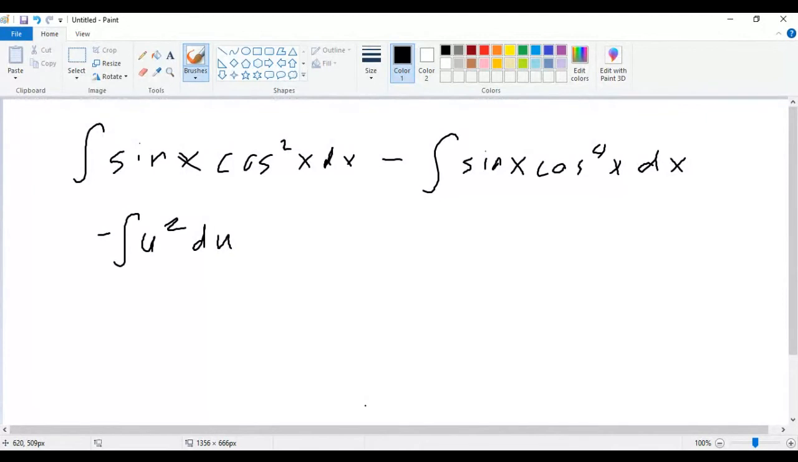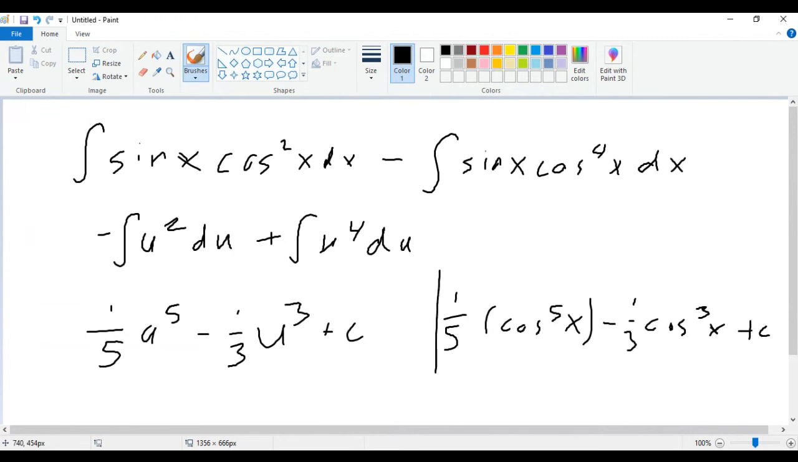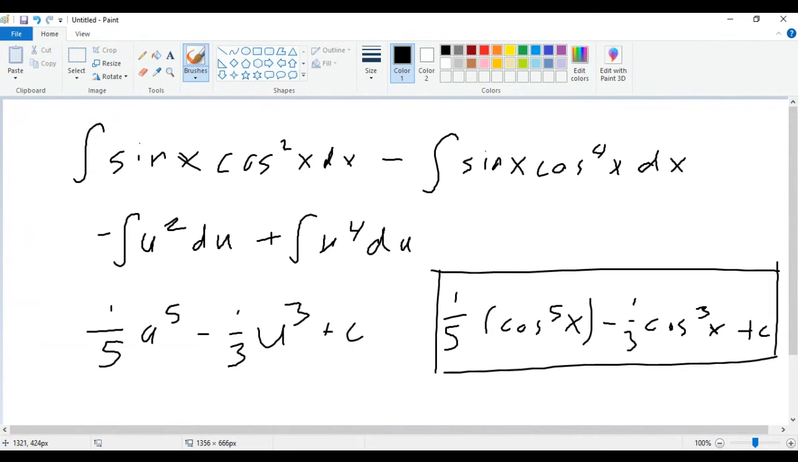Now, back to this other board. This becomes the negative integral of u squared du plus the integral of u to the fourth du. So this is negative 1/3 u cubed plus 1/5 u to the fifth plus c. Since u was cosine of x, that's 1/5 cosine to the 5th x minus 1/3 cosine cubed x plus c. And that would be our answer for the first problem. Makes sense?